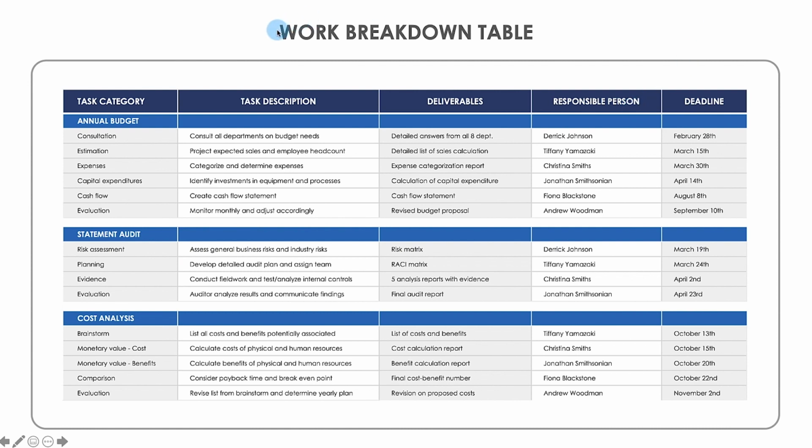For even finer detail, a more descriptive WBS task table is super useful. Break down work by task category, description, deliverables, each person responsible, and the deadline.